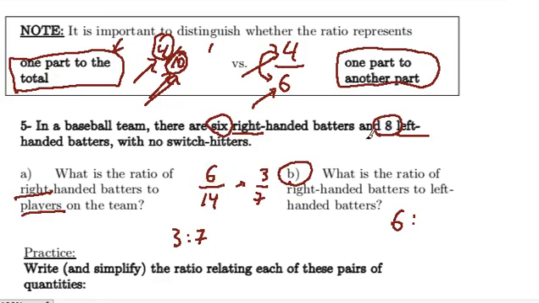But the second number here isn't total batters on the team, it's the left-handed batters. So it's going to be 6 to 8, which I would then simplify to 3 to 4. Notice that in this one over here, the 7 includes this 3 in it, whereas over here in my answer, the 4 doesn't include this part in it. This is a part to the other part. This is a part to the total.